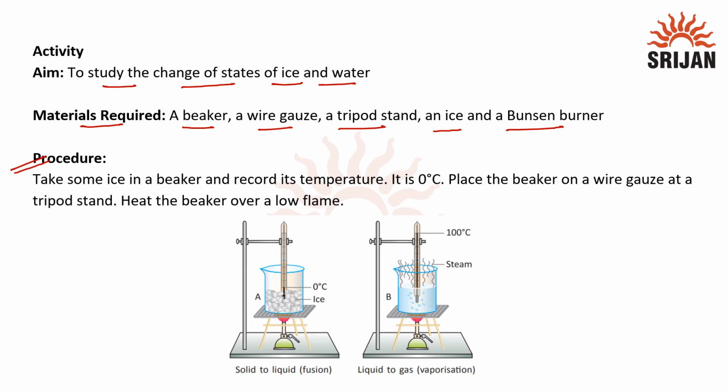Let's understand the procedure. Take some ice in a beaker and record its temperature. It is 0 degrees Celsius. Now, place the beaker on a wire gauze on a tripod stand and heat the beaker over a low flame. So here is the experimental setup, and we can observe that solid ice gets converted into liquid, and the temperature which we are able to observe is 0 degrees Celsius. So solid is getting converted into liquid at 0 degrees Celsius. Next, we will observe the change of liquid into gas, that is vaporization, at 100 degrees Celsius.